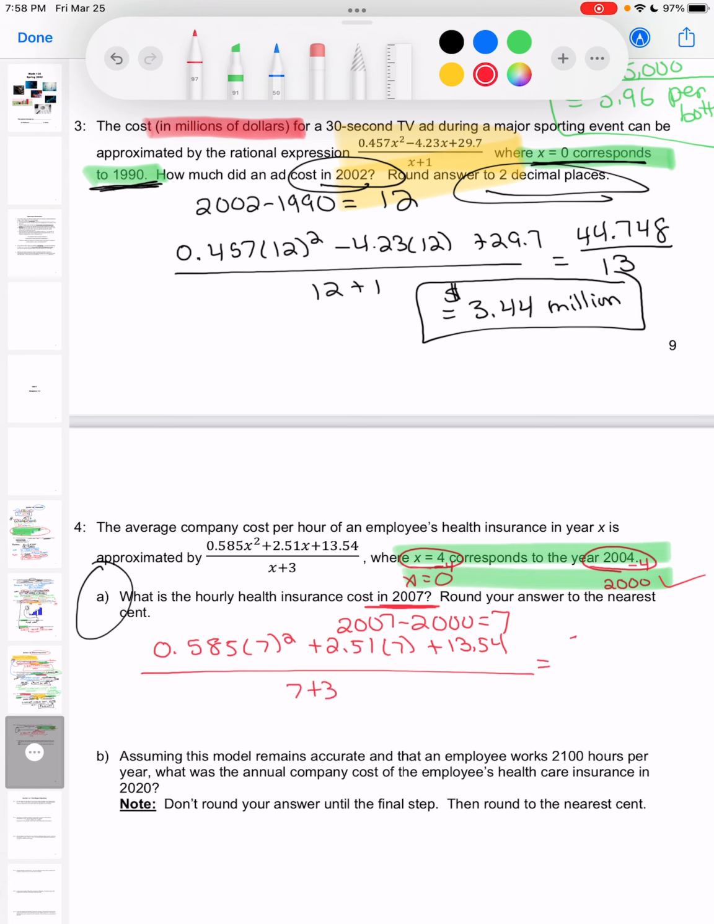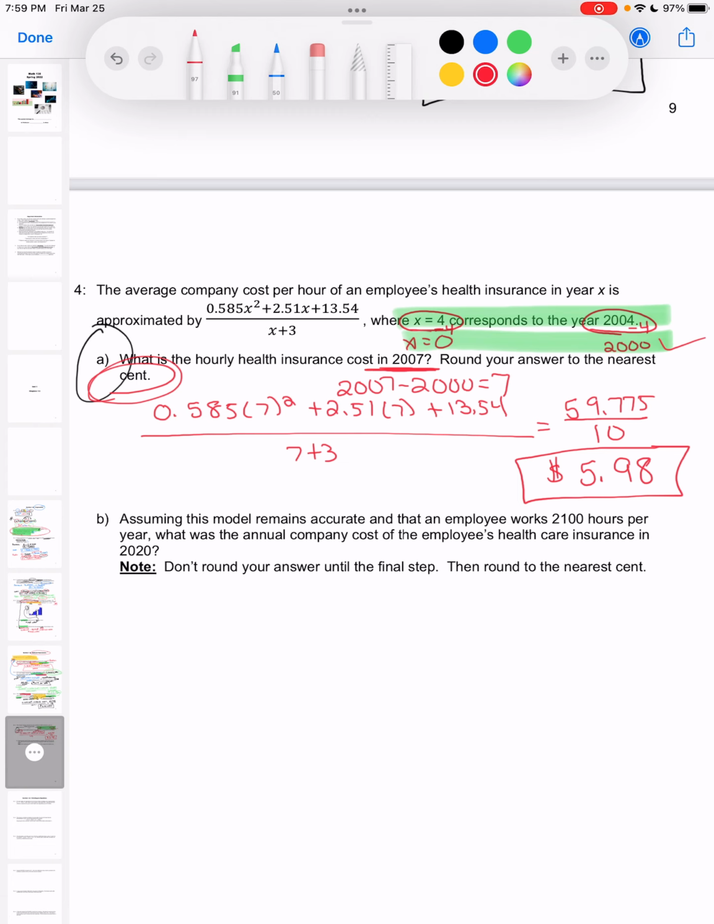Typing in that numerator and then the denominator. And then I'm going to round. It says nearest cent again. That's 2 decimal places. So 5.98. And this was the cost of health insurance. That's how I know it's money, because it was asking for that average cost. All right, now B, we haven't seen one quite like it, so we'll work it out together.